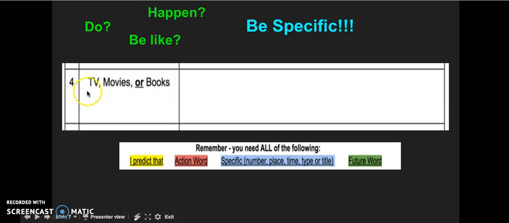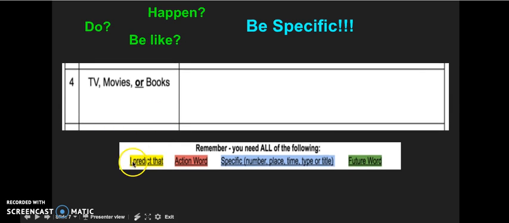Think about a TV show. What do you think is going to happen on the next episode of your favorite TV show? Or think about a movie that just came out that you just saw. What do you think is going to happen with that movie? Is it going to become really popular? Are a lot of people going to see it? Is it going to fail and not make very much money? Think about a book you read. What do you think is going to happen with that book?